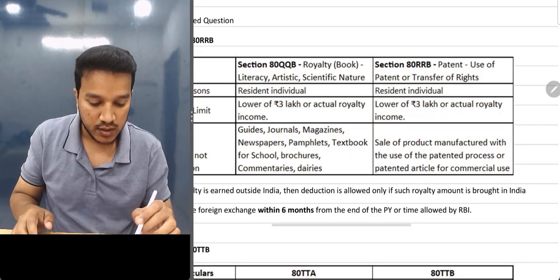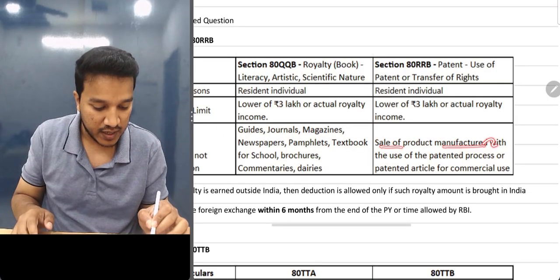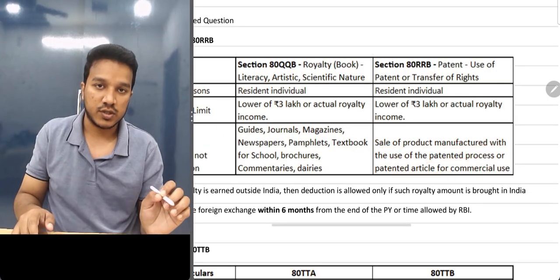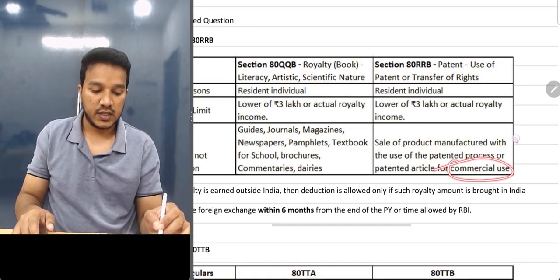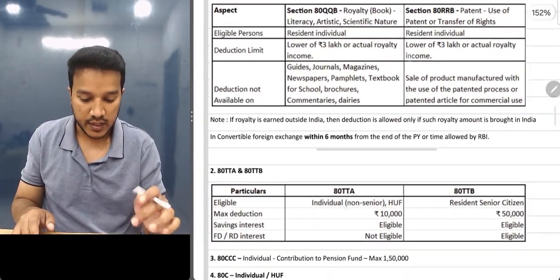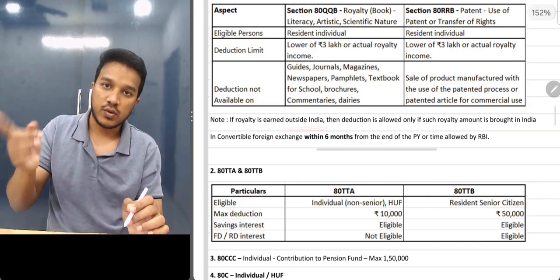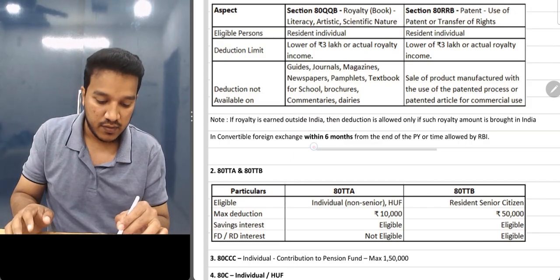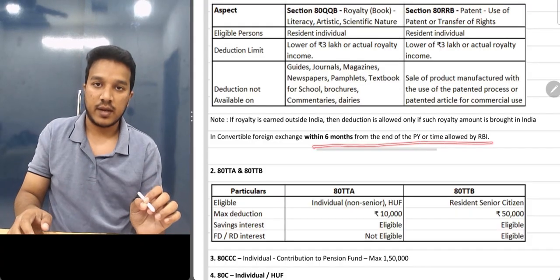But here also you are not eligible for this: sale of product manufactured with the use of patented process or patented article for commercial use. If it is for this process, then you are not eligible for deduction. Okay, and then if you earn any royalty income outside India, then you have to bring that income back to India in foreign currency within 6 months from the end of the previous year or time allowed by RBI.